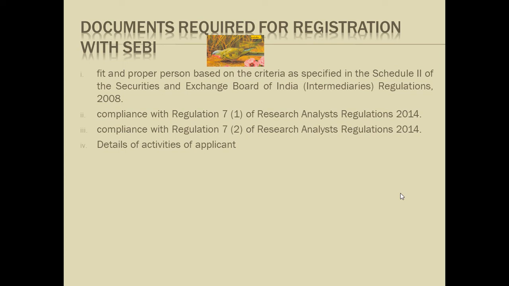Details of activities of the applicant. These are the activities which you are going to carry out. Details of proposed research activities. What type of research you are going to do is important for them. So you have to self-certify about the details of what you are going to do.